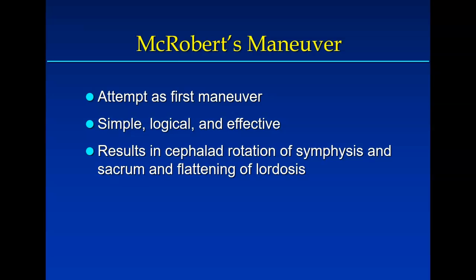McRoberts maneuver, this is probably the first maneuver everyone uses. It's simple, it's logical, and it's highly effective. Basically, as you will see in the short animation that will come next, you'll see that the symphysis and sacrum basically rotate cephalad, that is, towards the head, and you see that the spine flattens to basically eliminate lordosis. By so doing, this again results in some additional room to deliver the fetus.